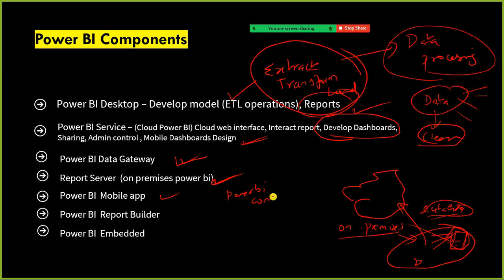What is Power BI content? Content which includes reports, dashboards, scorecards, etc. These are called Power BI content. Using your mobile app, you can view all these Power BI contents.